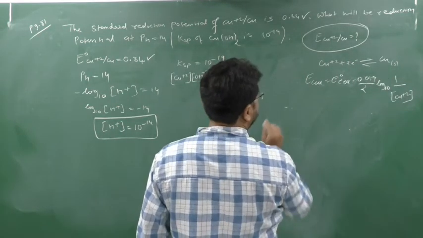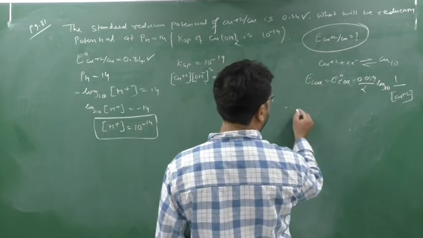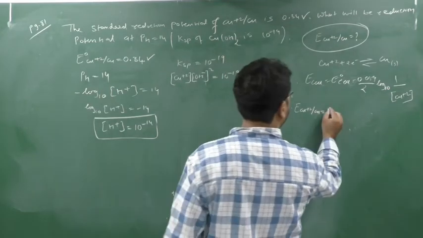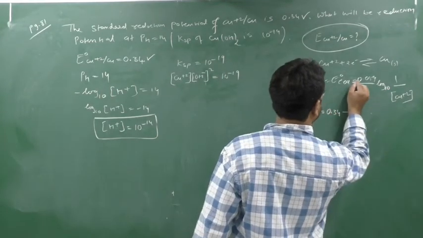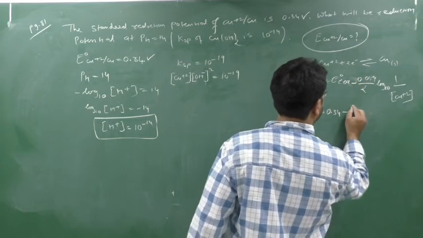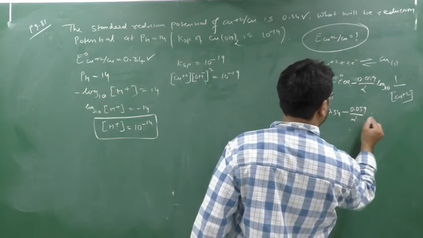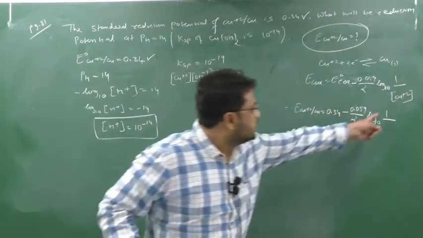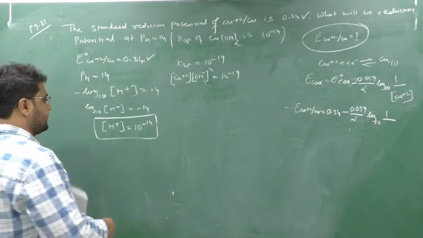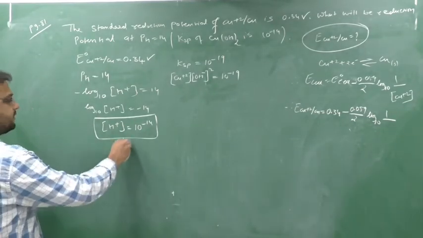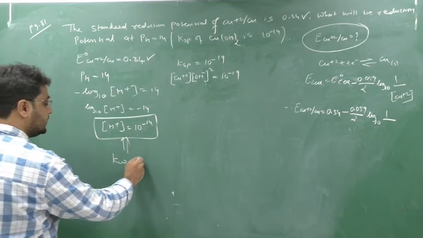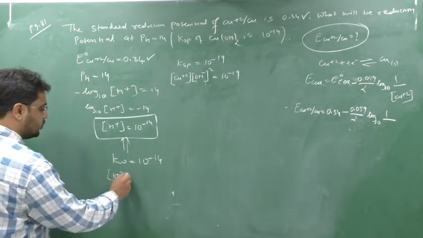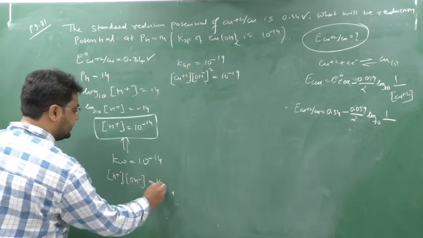Now E cell, how much they have given? I have to find out E cell, because E Cu plus 2 slash Cu is the E cell. E naught cell, that is E0, how much? 0.34 minus 0.059 upon 2 log to the base 10. I have to calculate somehow the Cu plus 2 concentration. So see here, H plus concentration I got, so from here I can write down Kw equals, sorry, 10 to the power minus 14. Kw means what? H plus into OH minus equals 10 to the power minus 14.